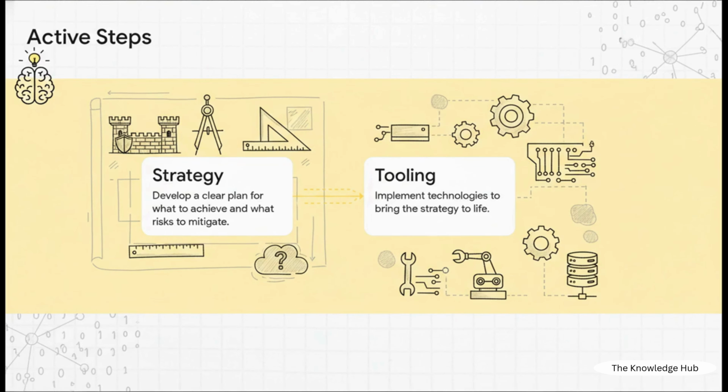The source material lays this out in two big steps, which I think is super helpful. Step one, develop a strategy. And don't worry, this doesn't have to be some massive 100-page document. It's really about just asking yourself, what's the worst that could happen here before you even start coding? Then, step two, implement the right tools. We're talking about things like content filters and safety classifiers, the actual tech that makes your strategy a reality.